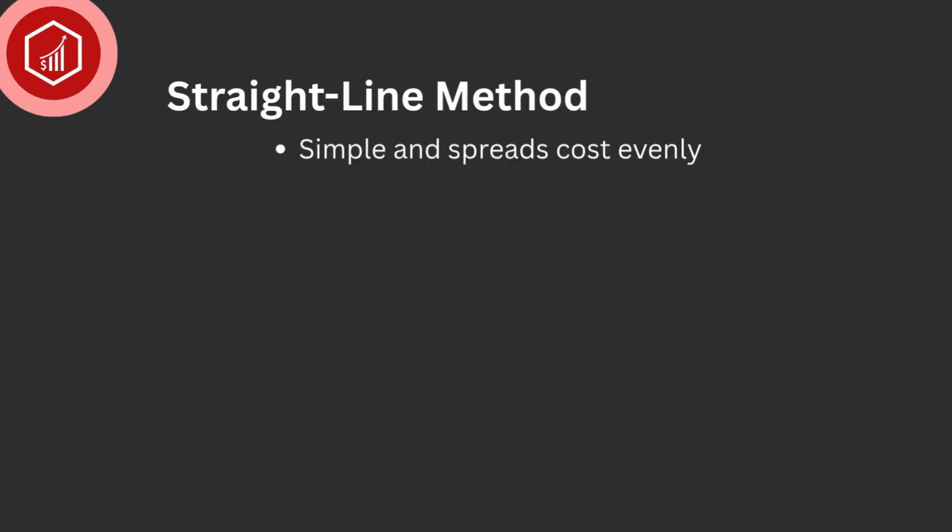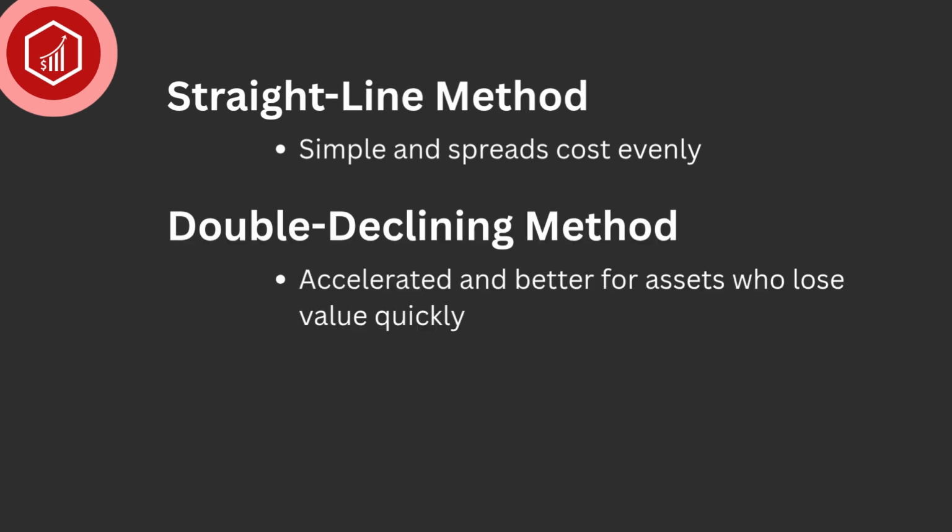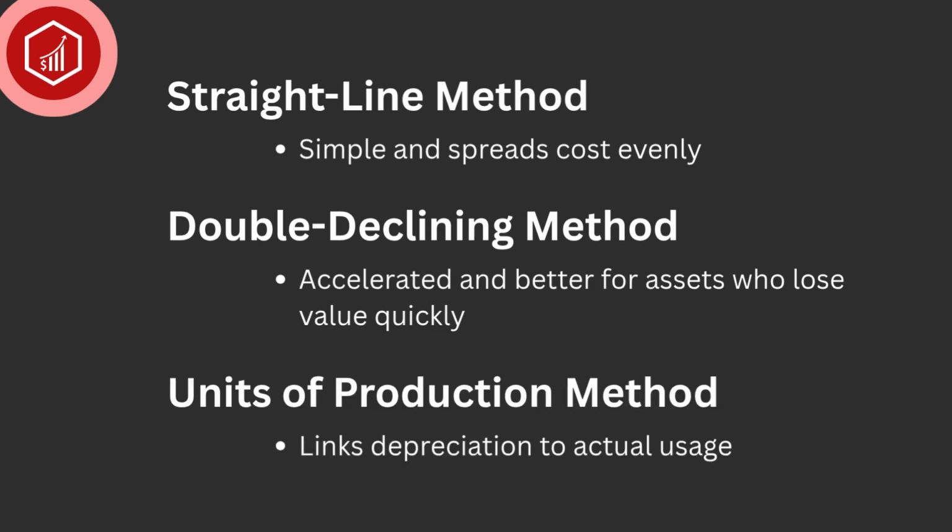Depreciation spreads the cost of long-term assets over their useful life. Straight line is simple and spreads cost evenly. The declining balance is accelerated and better for assets that lose value quickly, like technology or cars. The units of production links depreciation to actual usage, so it's good in production. That's depreciation in a nutshell.